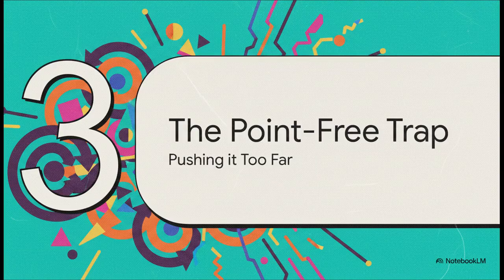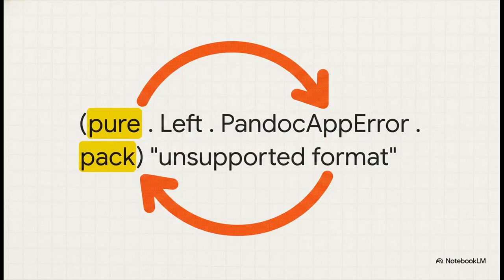And here we are at Section 3, the point-free trap. Sometimes in our pursuit of perfectly elegant code, we can actually push a refactoring a little too far. Now, what's really interesting about this slide is, sure, we successfully chained everything together using only the dot operator. But look closely at the very beginning and the very end of that function chain. We actually had to wrap the entire chain in parentheses before we could apply it to our unsupported format string. So our earnest attempt to escape parentheses literally led us right back into them.